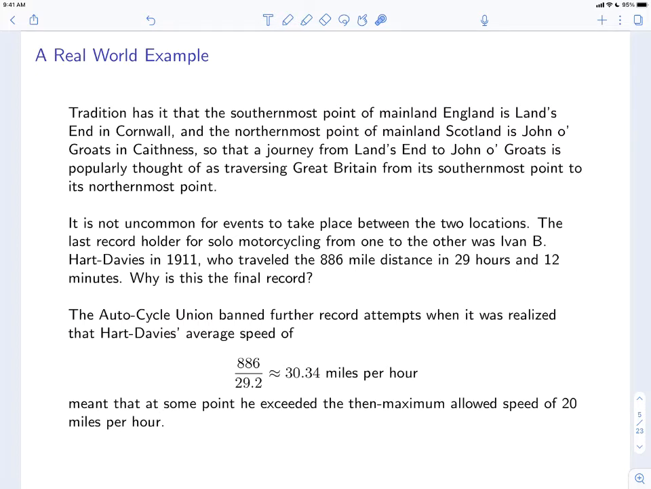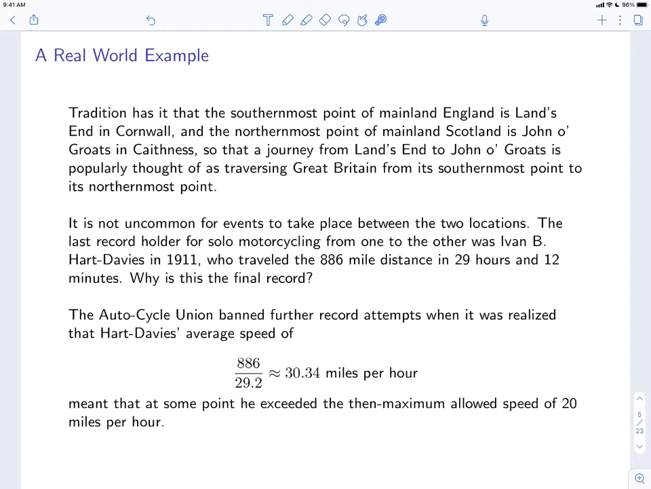It is not uncommon for events to take place between the two locations. The last record holder for solo motorcycling from one to the other was Ivan B. Hart-Davis in 1911, who traveled the 886-mile distance in 29 hours and 12 minutes. So why is that the final record, you might ask? Well, the Auto Cycle Union banned further record attempts after they computed his average speed.